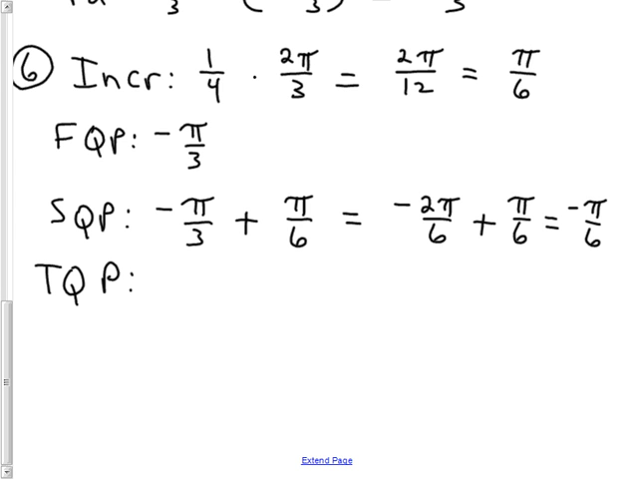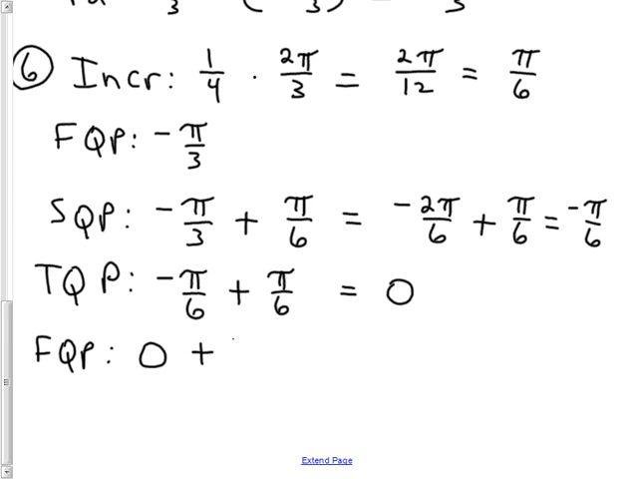My third quarter point is going to be negative pi over 6, which was my second one, and again, adding that increment of pi over 6. So my third quarter point is going to be at 0. And then my fourth quarter point, I'm going to take my previous quarter point, which is 0, and I'm going to add pi over 6.